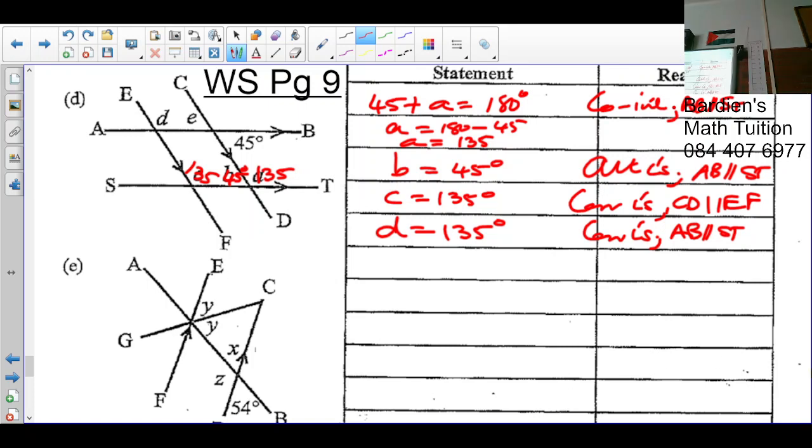Right, so that's 135. And E? We said E is 45. As you can see, it's vertically opposite. Vertically.